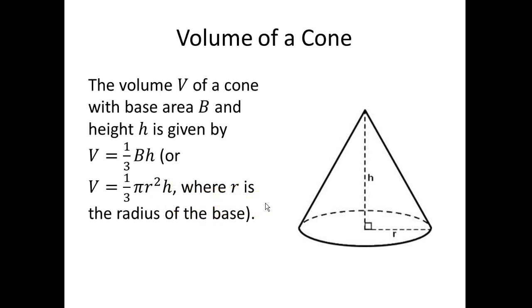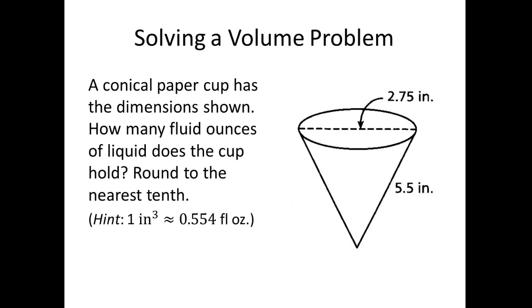So let's show in an example what this looks like to calculate the volume of a cone. Suppose I have a conical paper cup. Conical means the shape of a cone, and it has the dimensions that we have shown here. The question we're trying to answer is, how many ounces of liquid does this cup hold? We're going to round to the nearest tenth. This unit conversion is going to come in handy: 1 cubic inch is approximately equal to 0.554 fluid ounces.